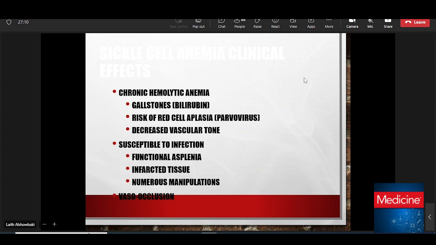So why are they having a higher susceptibility for infection? Likely due to the functional asplenia because of the multiple infarcts that hit the spleen on many occasions, which reduce the function of the spleen. So they might be having a hypo-functioning or a-functioning spleen.